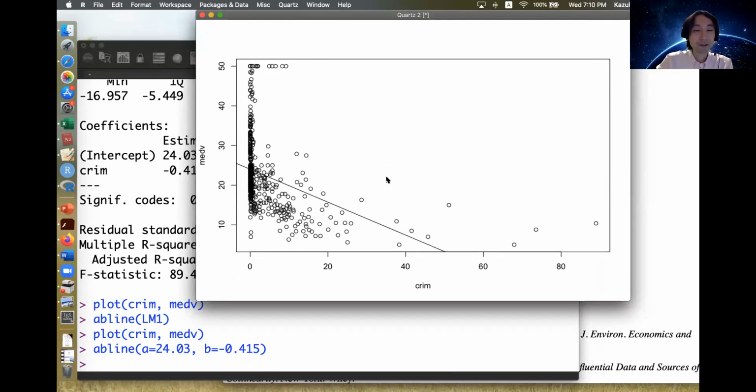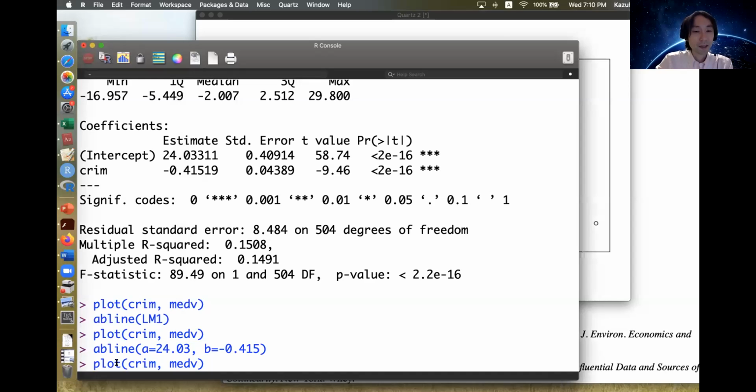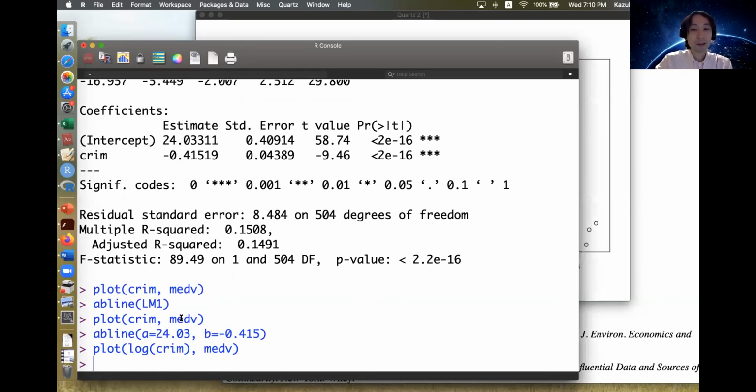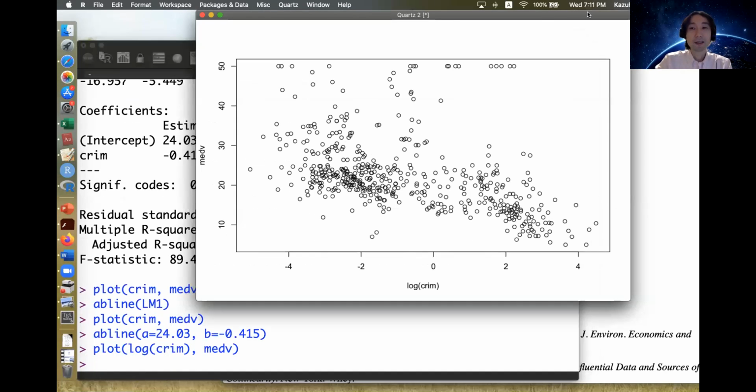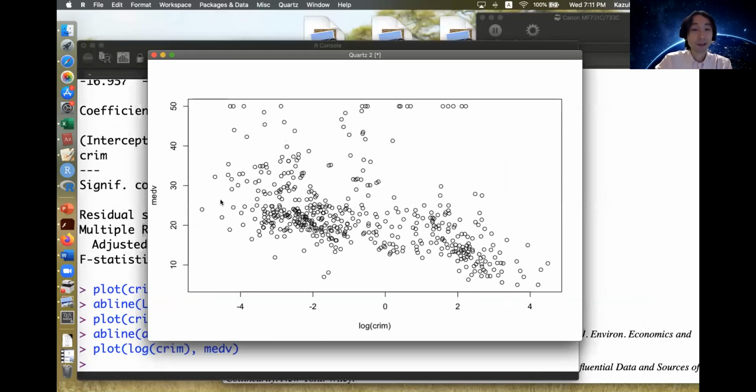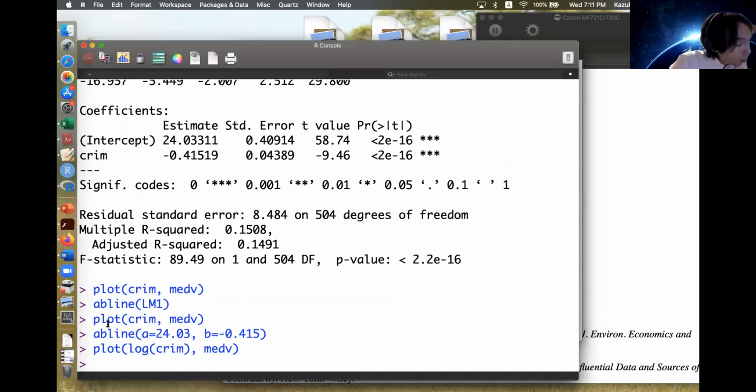Yeah, this fit is not really good. If we take the logarithm of crime, probably it's better, maybe log of crime, a more normal plot. Still, the median house value is probably truncated at 50, so that's why many observations are at 50. But here, maybe the tendency is even clearer.